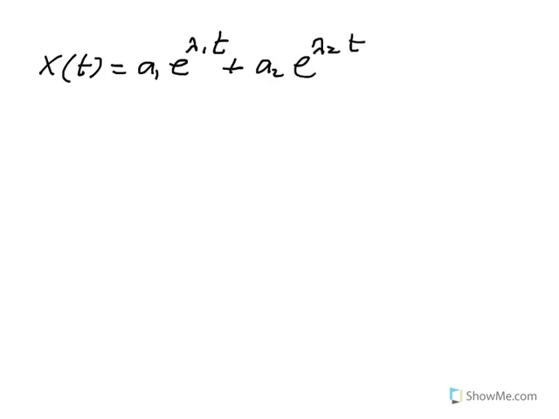Now because we have two roots, the solution is going to be a combination of the two roots: some constant a1 e to the power lambda 1 t plus another constant a2 e to the lambda 2 t. I have to mention that a1 and a2 will be determined based on the initial conditions, and right now a1 and a2 are complex, and they always come as a pair, so they're complex conjugates.